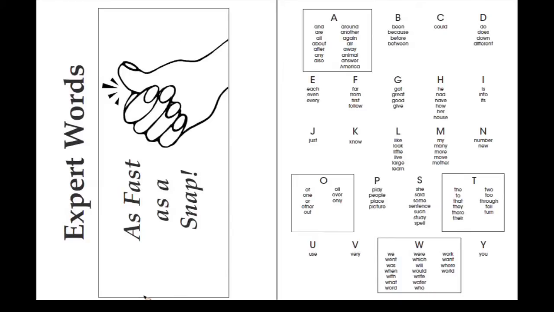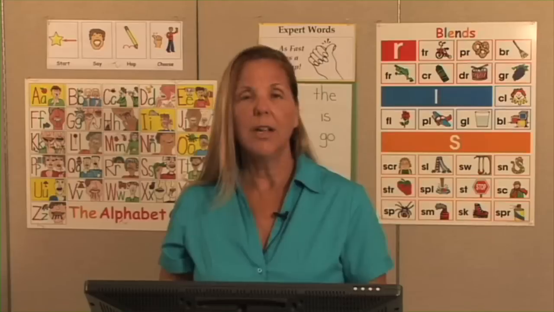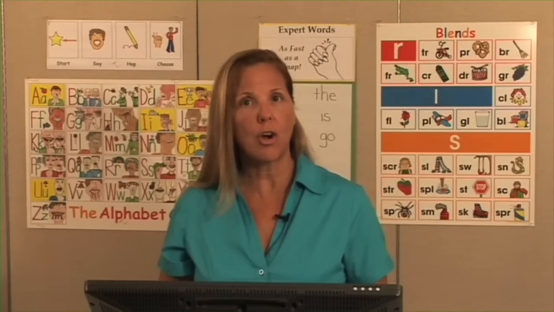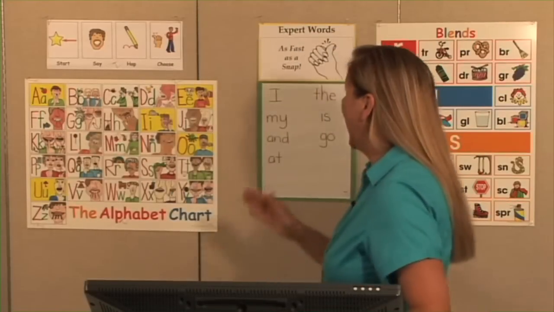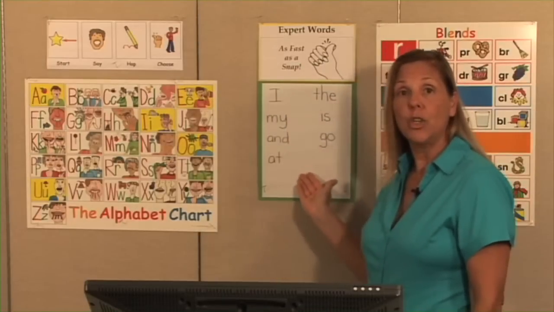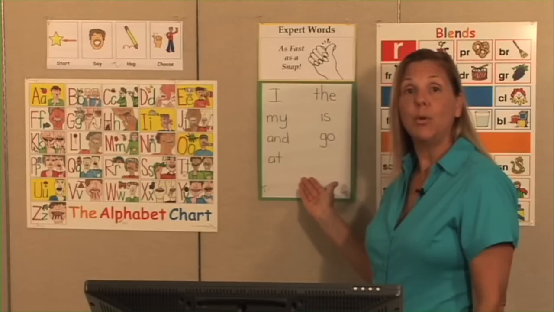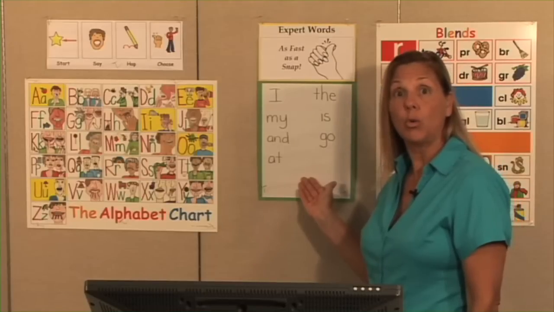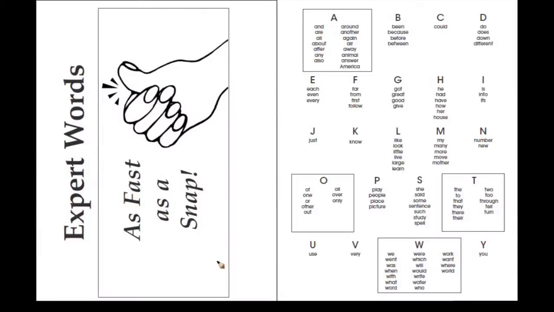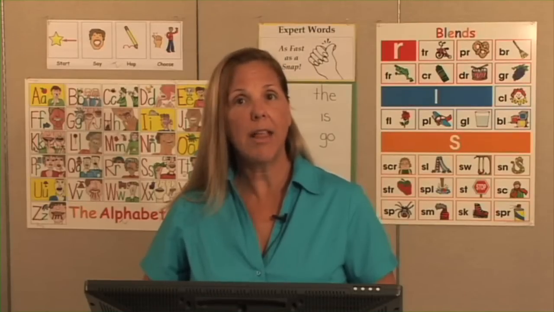Page 96 is a large expert word as fast as a snap visual that you could place on a large chart just like the one behind me in order to show your children when you're doing interactive writing or a whole group lesson.